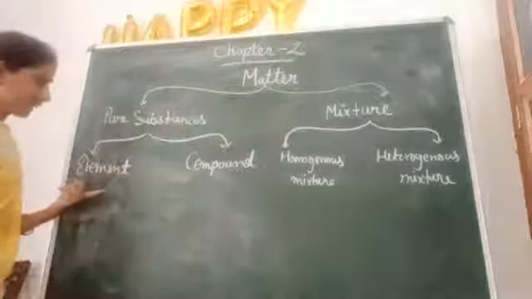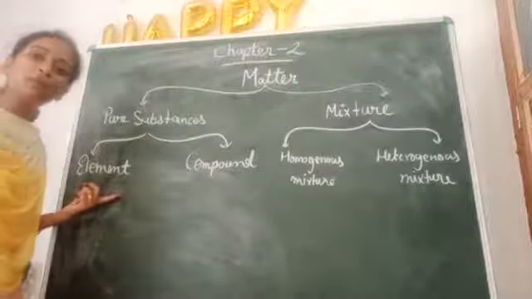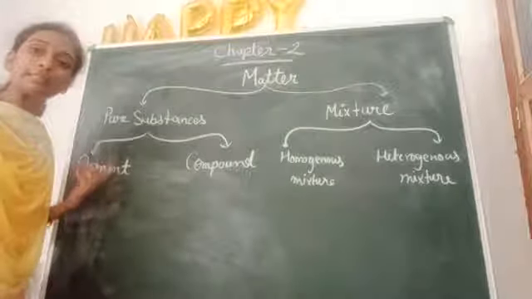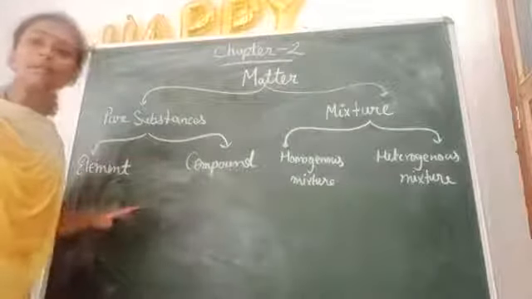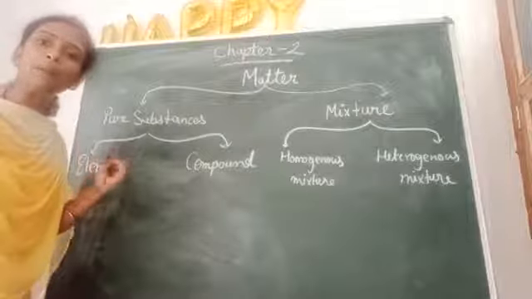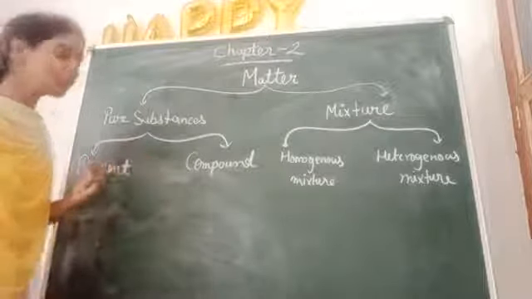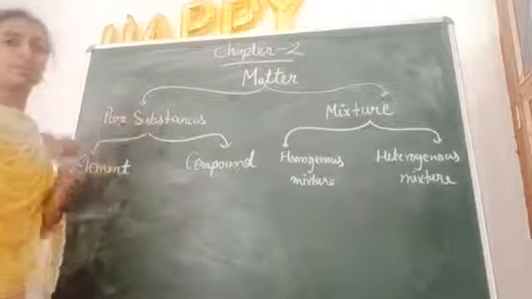What about elements? As I have told you, if we take a piece of gold, a piece of copper or iron, they are made up of only one type of atoms, either copper or iron. So that is why they are known as pure substances.